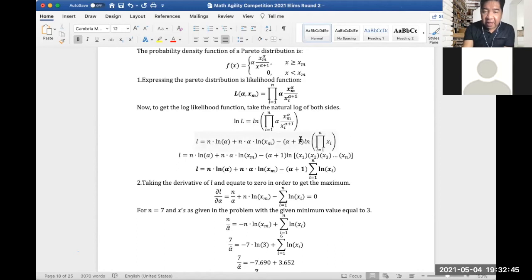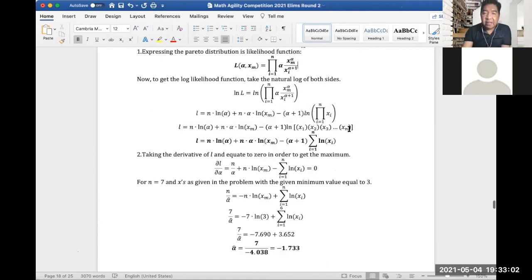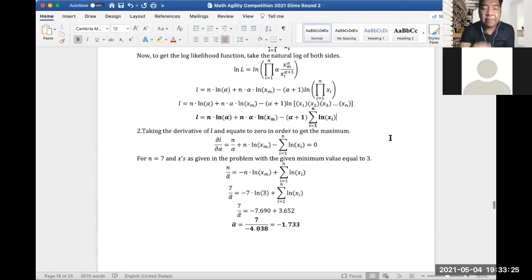So alpha plus 1 times the ln of the product of x sub i, which is this part here. So we take out x sub i plus 1. That's why we have a 1 here, right? And then simplifying this, we will see that this product notation would give us x sub 1 times x sub 2 times x sub 3, since it's up to n here, that's the limit from i to 1. So we would have x sub n here. So we can write it as a summation notation here.